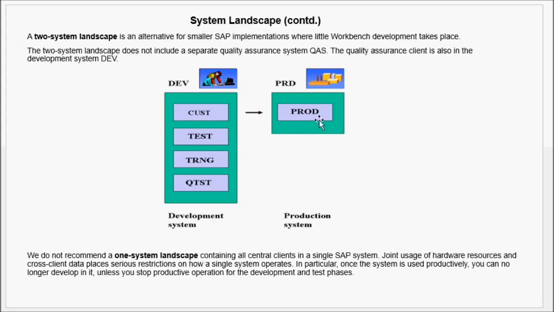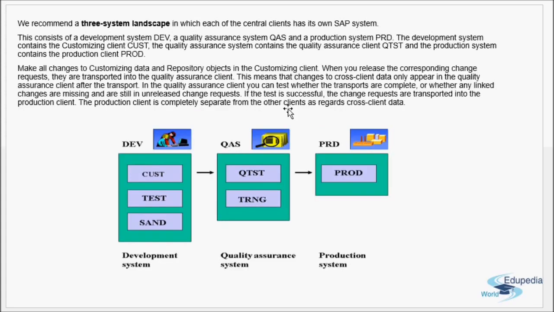A 2 system landscape is an alternative for smaller SAP implementations where little workbench development takes place. Say I don't have that much budget to go for a 3 system landscape, so for very small SAP implementations we go for a 2 system landscape where very little workbench development takes place, meaning few cross client changes. The entire reason we are worried about having different clients on different systems is because of the cross client data.